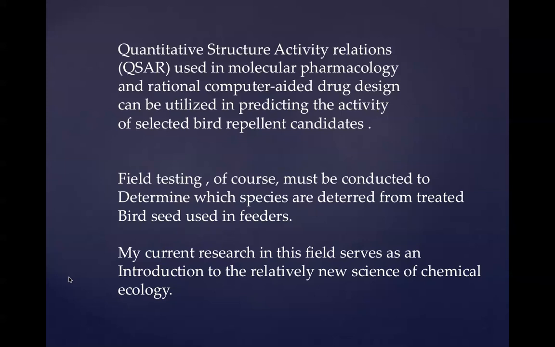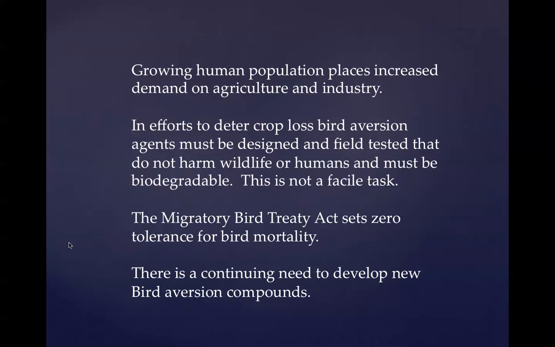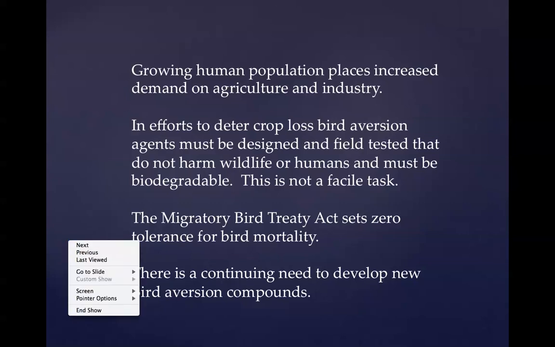Now, my current research in this field serves as an introduction to the relatively new science of chemical ecology in general, which is only about 3 decades old. Growing human population places increased demand on agriculture and industry. In efforts to deter crop loss, bird aversion agents must be designed and field tested that do not harm wildlife or humans and must be biodegradable. This is not a facile task. The Migratory Bird Treaty Act sets zero tolerance for bird mortality. There is a continuing need to develop new bird aversion compounds.